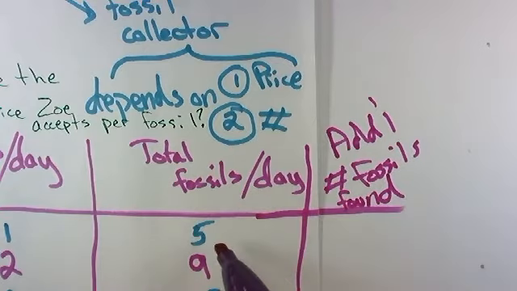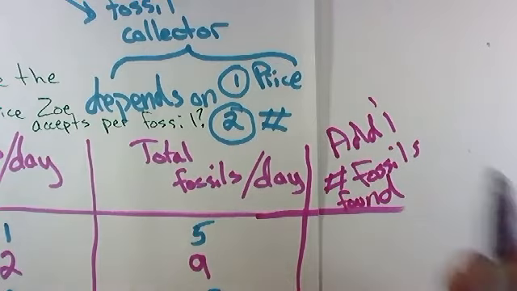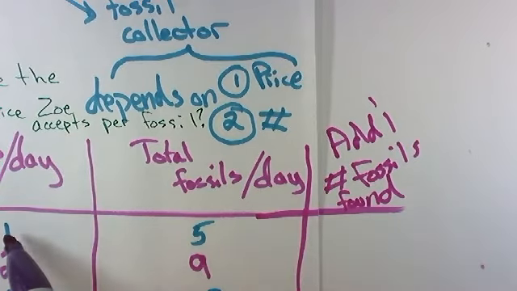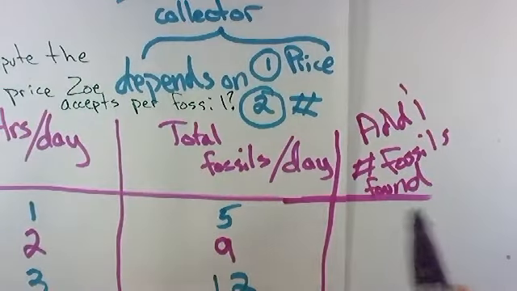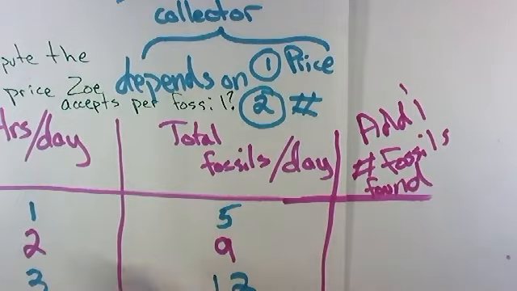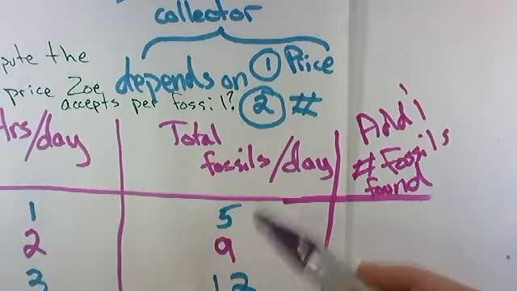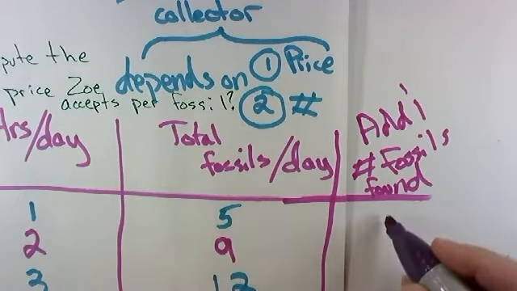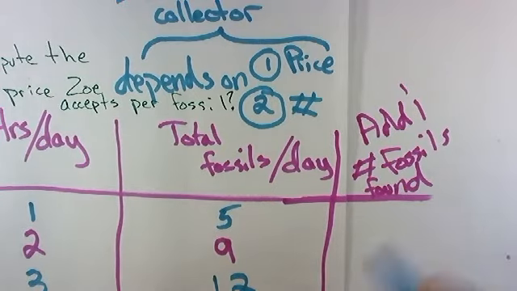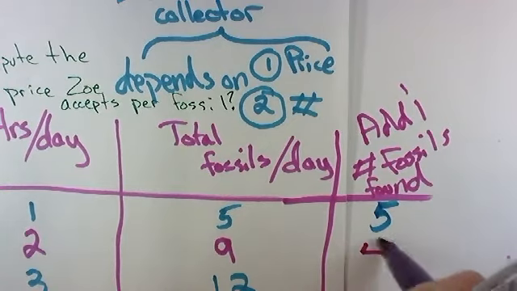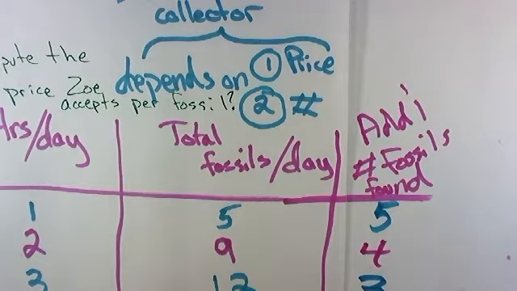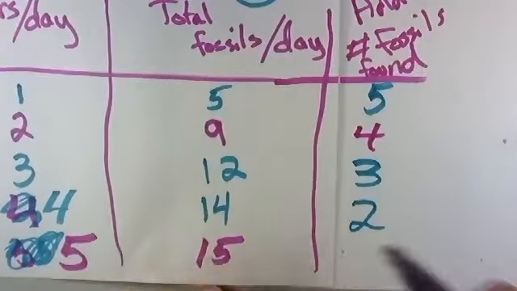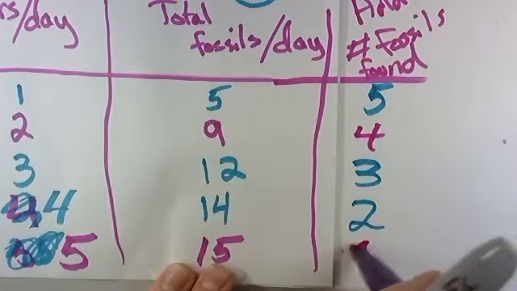So this first one is going to be 5, because we're starting at 1 hour, and we go from 0 fossils to 5 fossils. Then I'm going to have 4 extra when I spend 2 hours. When I spend 3 hours, I'm going to have 3 extra. When I spend 4 hours, I'm going to have 2 extra. And when I spend 5 hours, I'm going to have only 1 extra.